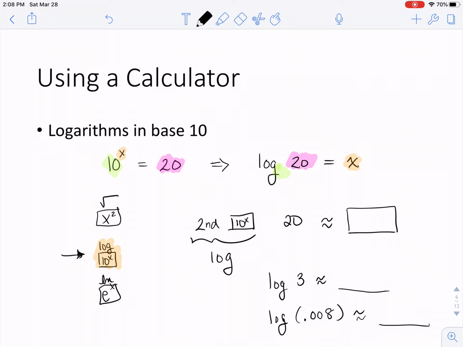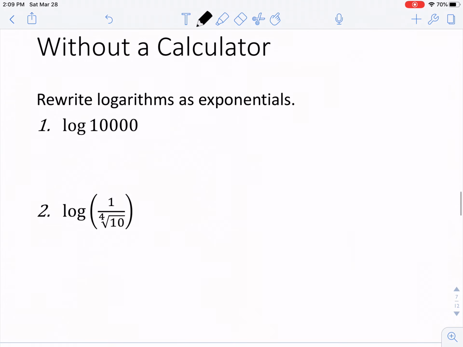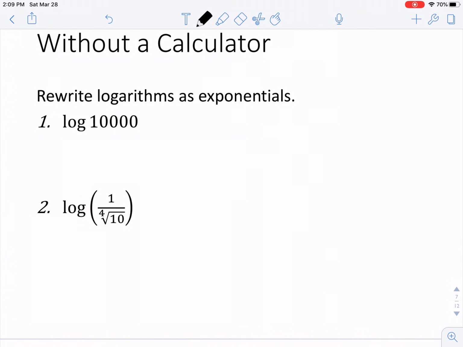So that's all good and well, but what do we do if we don't want to use a calculator? Because that's something that I'm going to ask you guys to do: how do you do these without using a graphing calculator? So first of all, take a look at these two problems, log of 10,000 and log of 1 divided by the 4th root of 10.